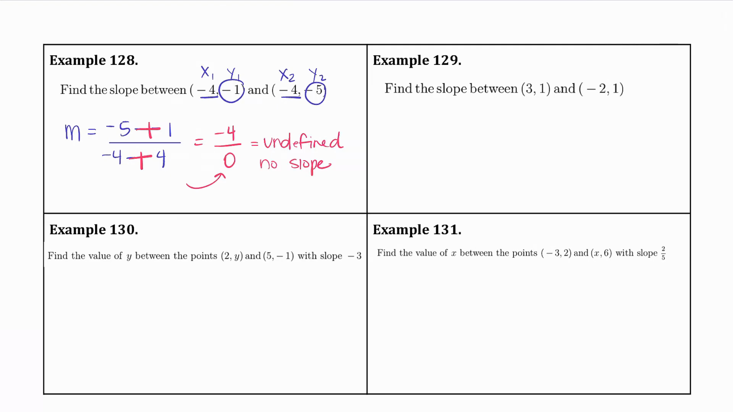All right, on example 129, we've got the point 3, 1, that's x1, y1. We've got the point negative 2, 1, x2, y2. If we set up our formula, we have y2 minus y1 over x2 minus x1. 1 minus 1 gives me 0. Negative 2 minus 3 gives me negative 5. Well, 0 divided by anything is going to give me 0. So again, let's keep straight which lines are which. If I have an undefined slope or no slope, that's a vertical line. If I have a 0 slope, that's going to be a flat horizontal line.